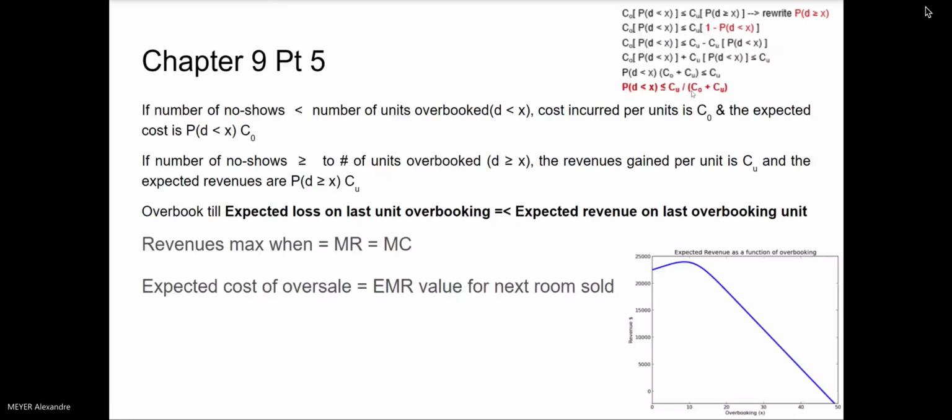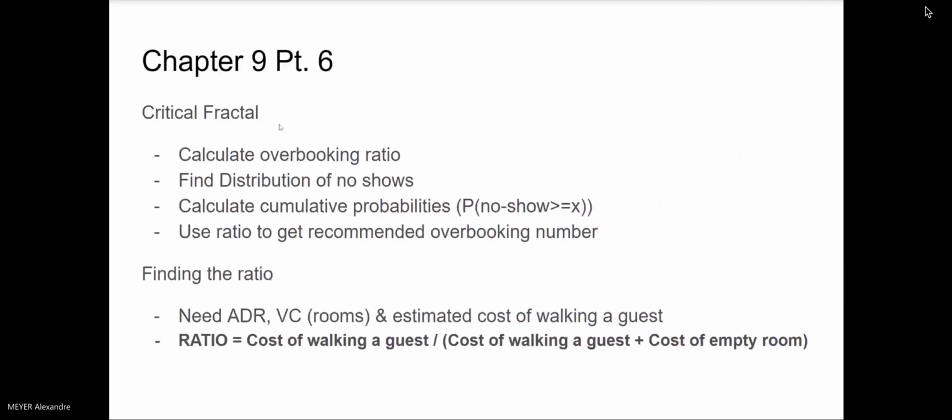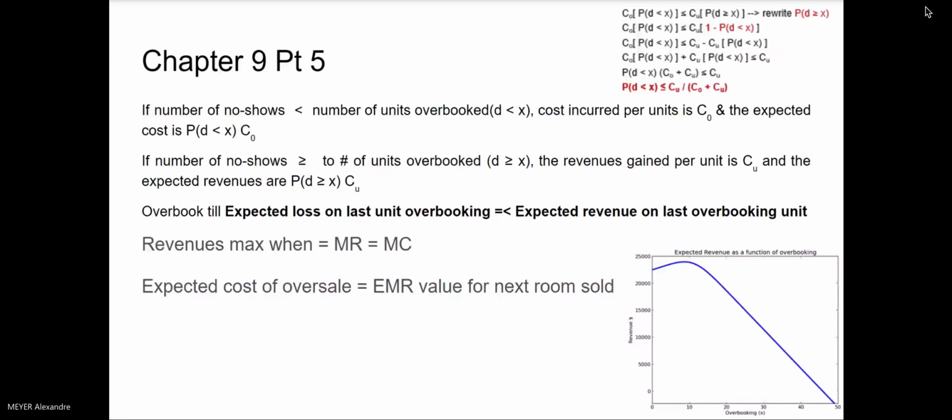The expected cost is therefore this CO. If the number of no-shows is greater than the total amount overbooked, then the revenue gained is CU. This is potential revenue, and these are expected revenues multiplied by the probability, which we'll see in an Excel example later on. So the rule of thumb is that we overbook until the expected loss on the last unit of overbooking is less than or equal to the expected revenue on the last overbooked unit.